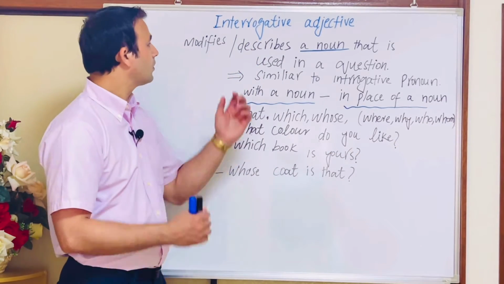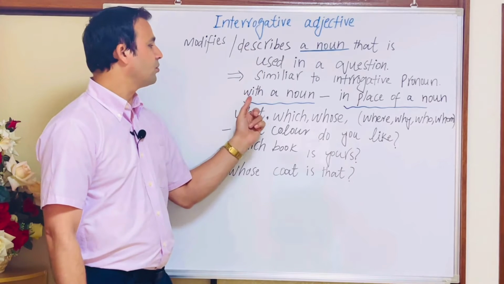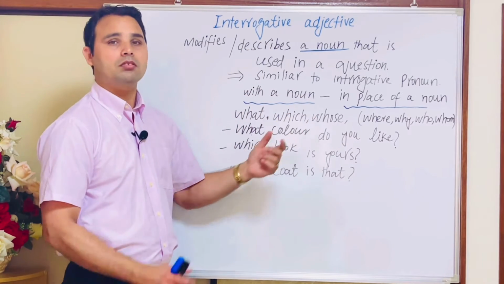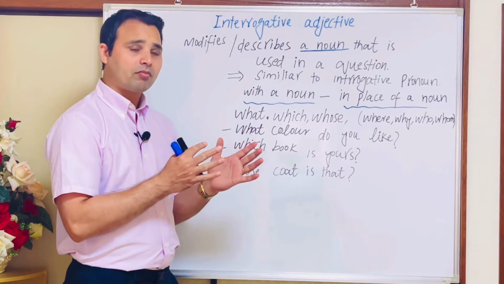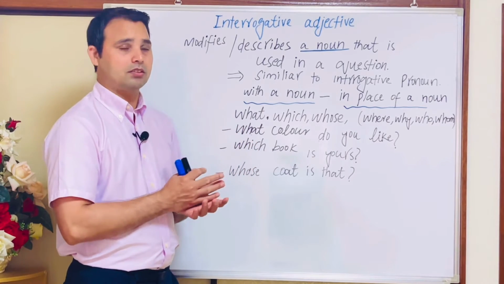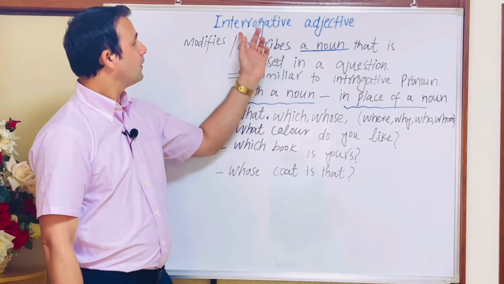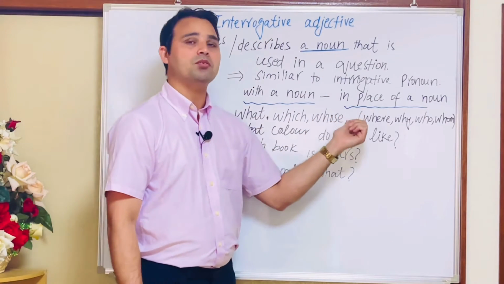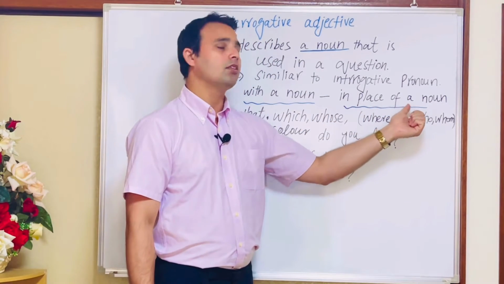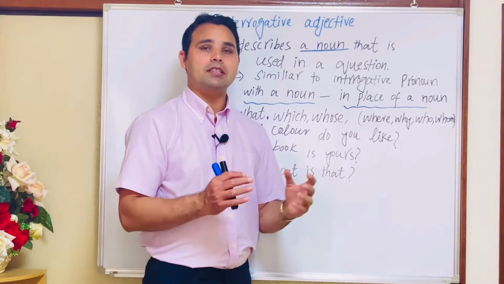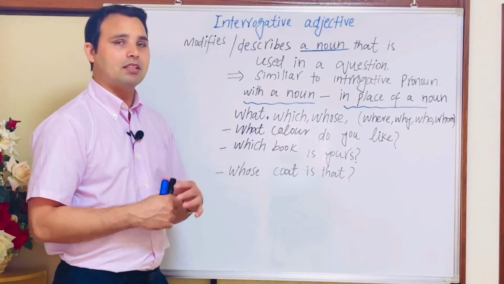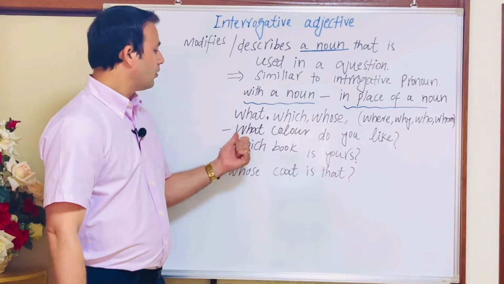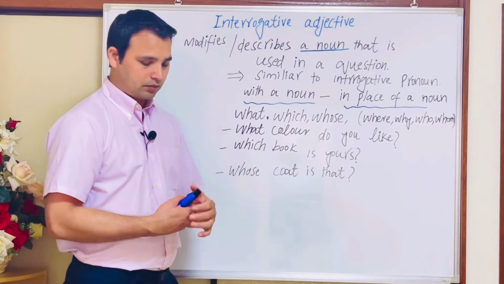Another difference is interrogative adjectives are used with a noun. Used with a noun means they will be used side by side. But interrogative pronouns are used in place of a noun. So that is a big major difference. So let's see the example. What color do you like?